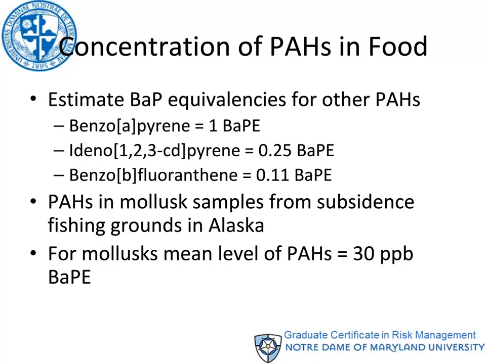Given the amount of food consumed, the next step was to estimate the concentration of PAHs in foods. As mentioned previously, there's more than one kind of PAH, so all the PAHs found, those 3 identified in the bullets here, were converted to benzopyrene equivalents. PAHs in mollusk samples from subsistence fishing grounds in Alaska were used, and the mean level of PAHs in a mollusk was found to be 30 parts per billion of benzopyrene.